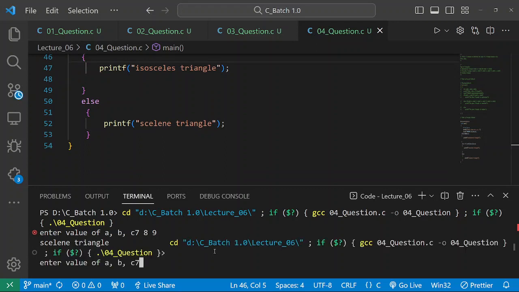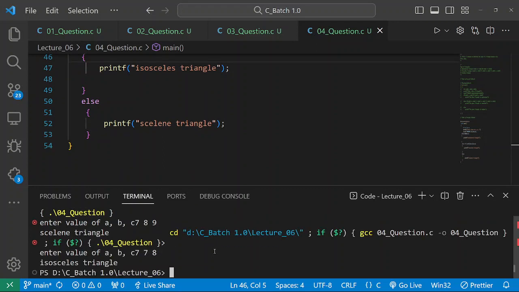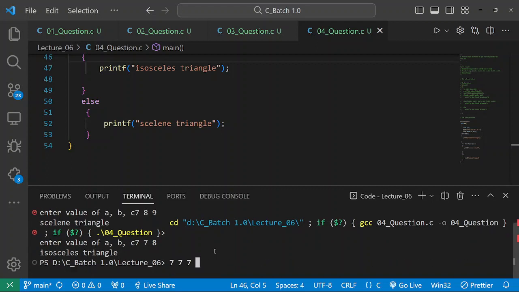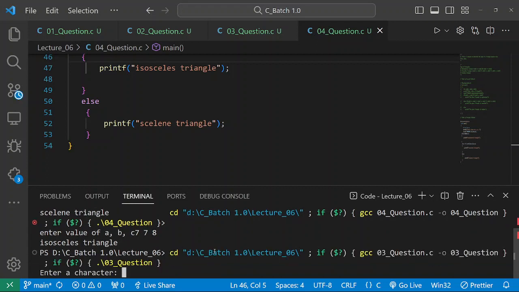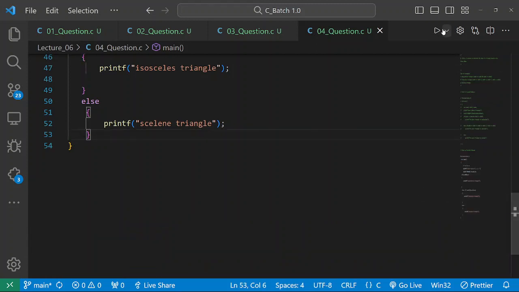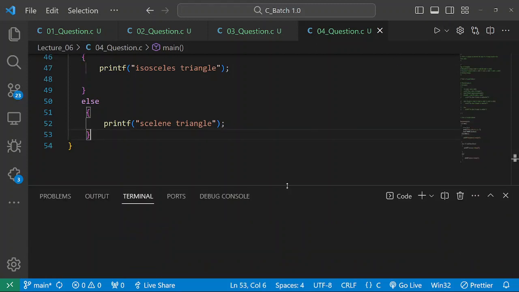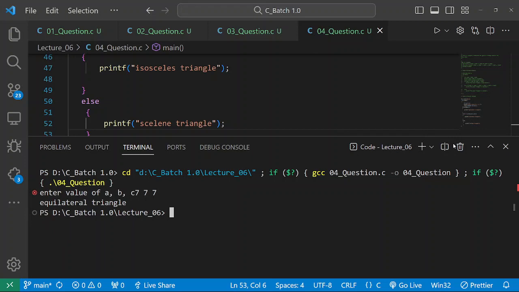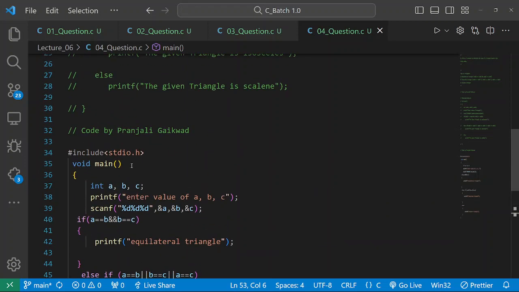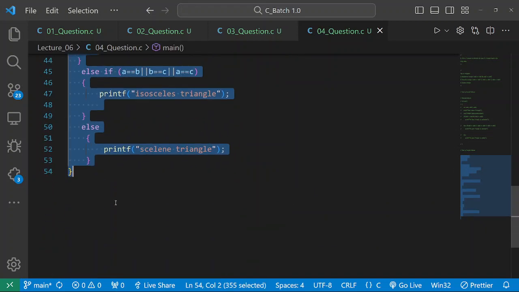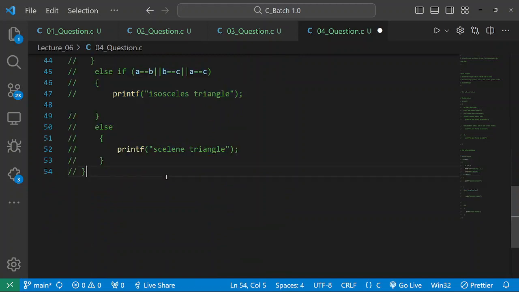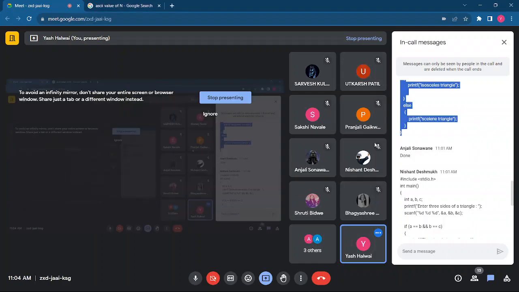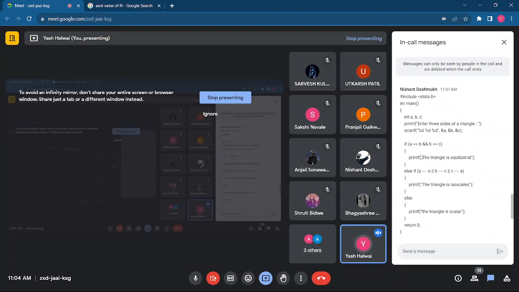So let me write now 7, 7, 8, isosceles triangle. I think my different code is working in the background. Let me stop it. Now it's working fine. Now let me write 7, 7, 7, equilateral triangle. Yeah, Pranjali, your code is also working fine. No worries. Let me comment it. Pranjali done, no issues.